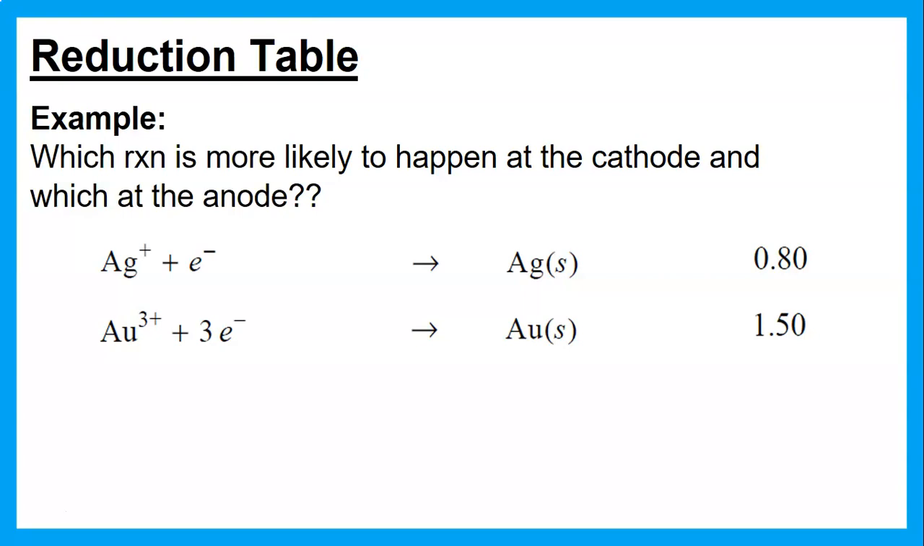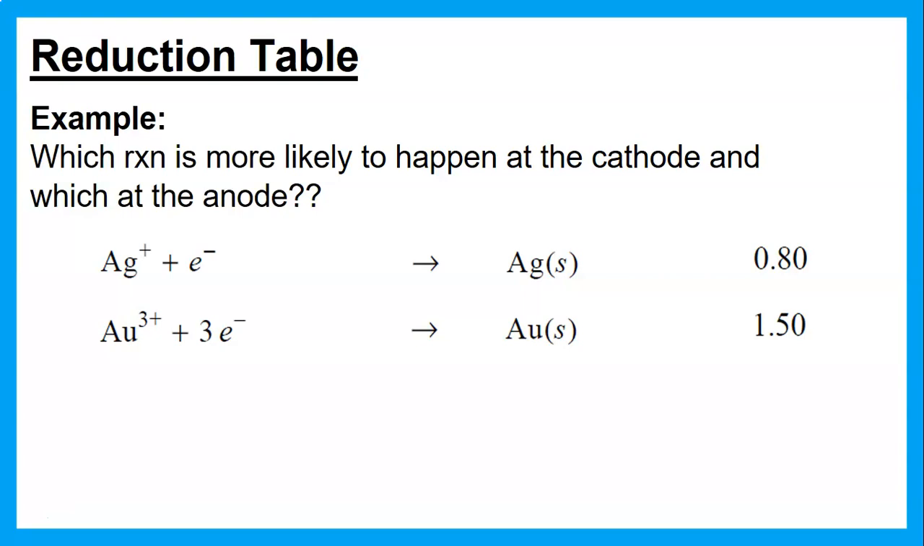And do you notice they're all written in terms of reduction? These are both written on our chart as gaining electrons, which isn't very helpful because one of them has to lose and one has to gain. So we need to know which of these reactions has to be flipped. So let's think about this for a minute.